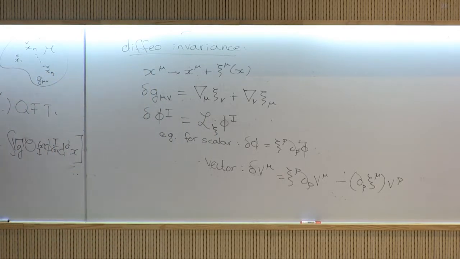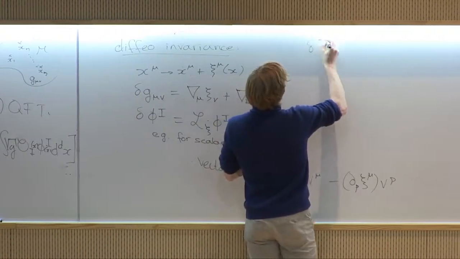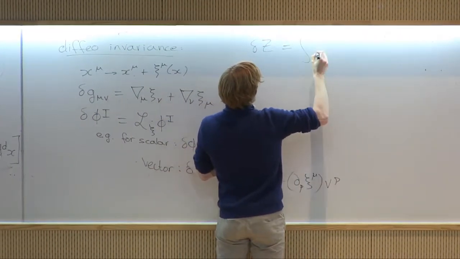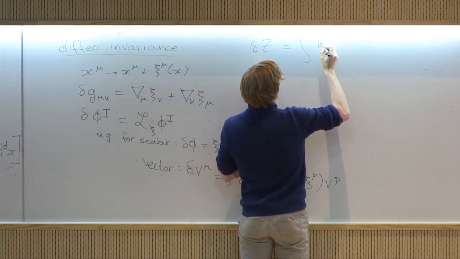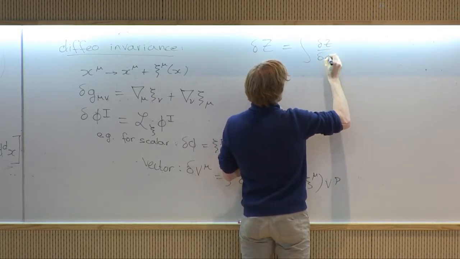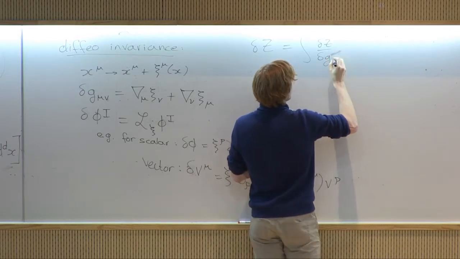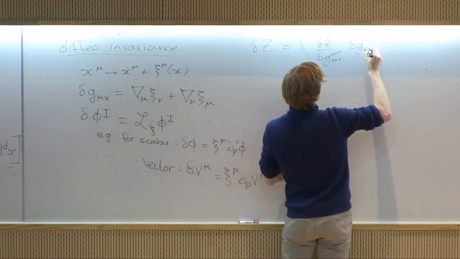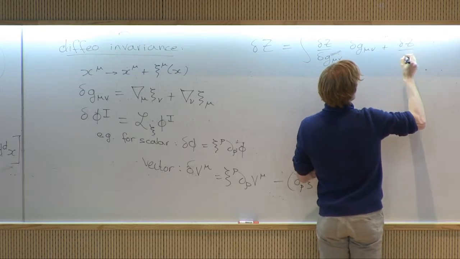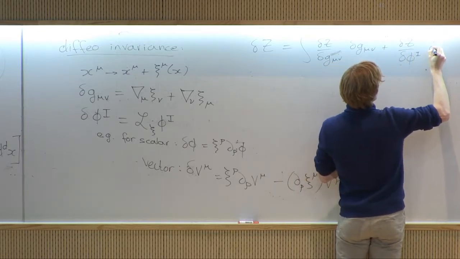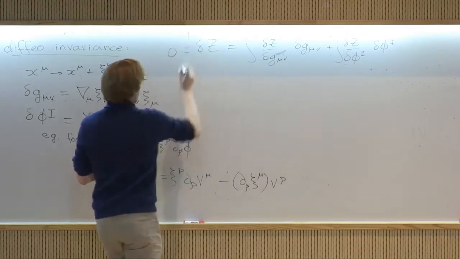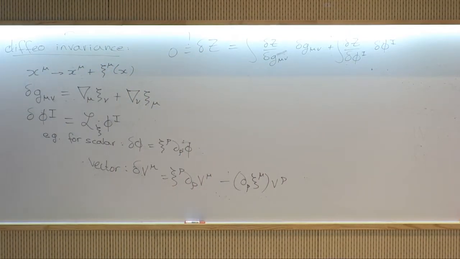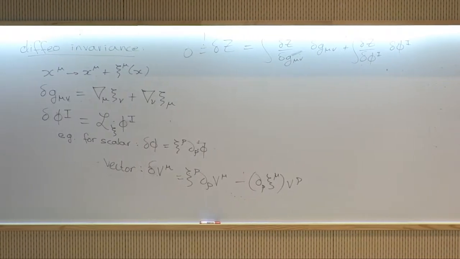And my partition function better be invariant under this. So I get something like δZ, which is just a change of Z with respect to the metric, δZ/δg times δg, plus δZ/δφ^I times δφ^I, better be 0. So this is a constraint. It's a bit of a boring constraint because it's just diff invariance, but it's a constraint on this partition function.